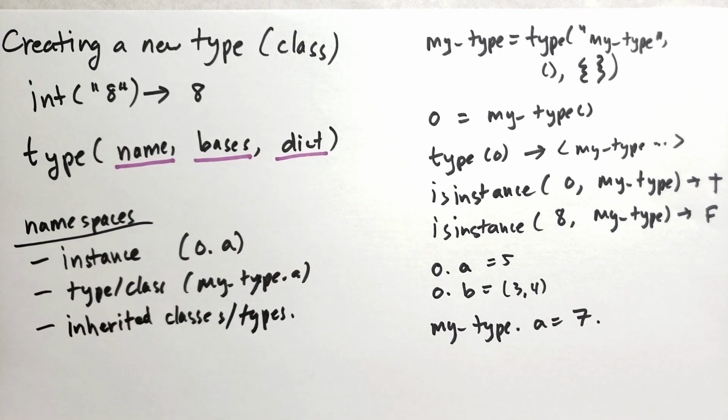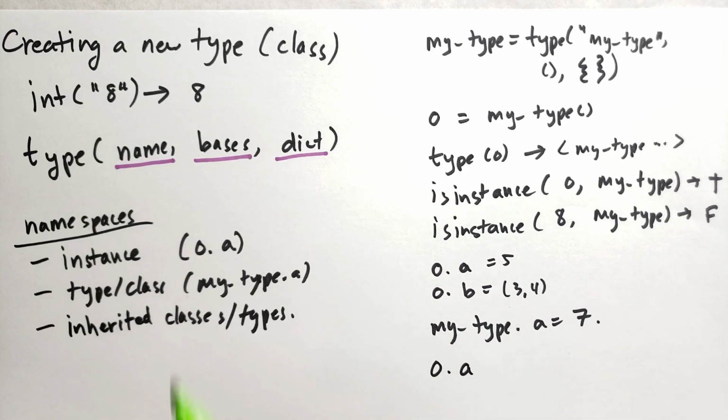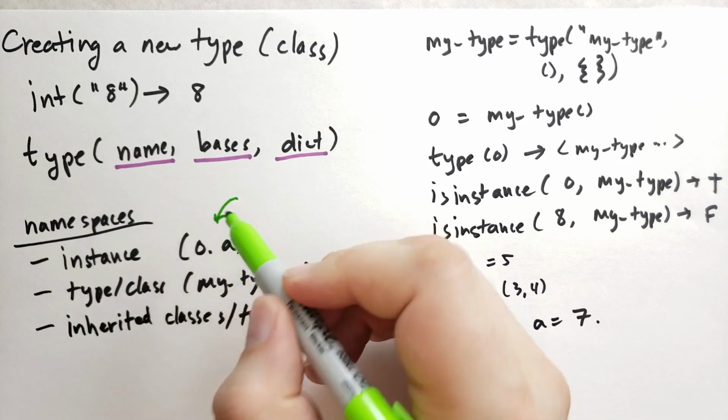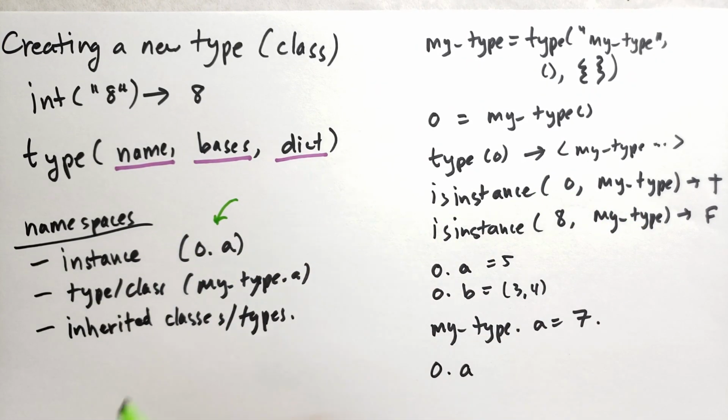Okay, but I'm not going to cover that quite yet. When you do an attribute access, so when I say what is o.a, it's first going to look at the instance. And if it's not defined at the instance level, then it's going to look at the type or the class. And if it's not defined there, then it's going to go through inheritance, which we'll talk about in a subsequent video.